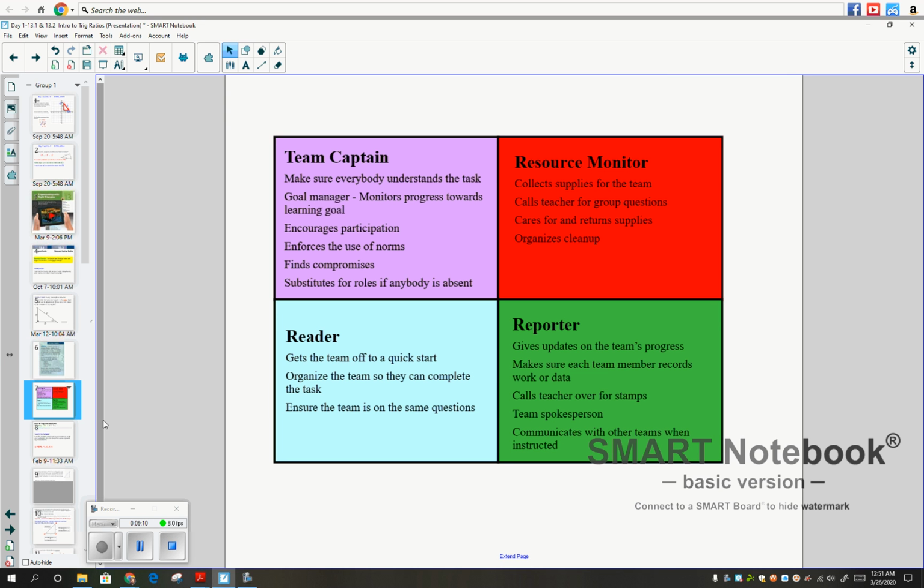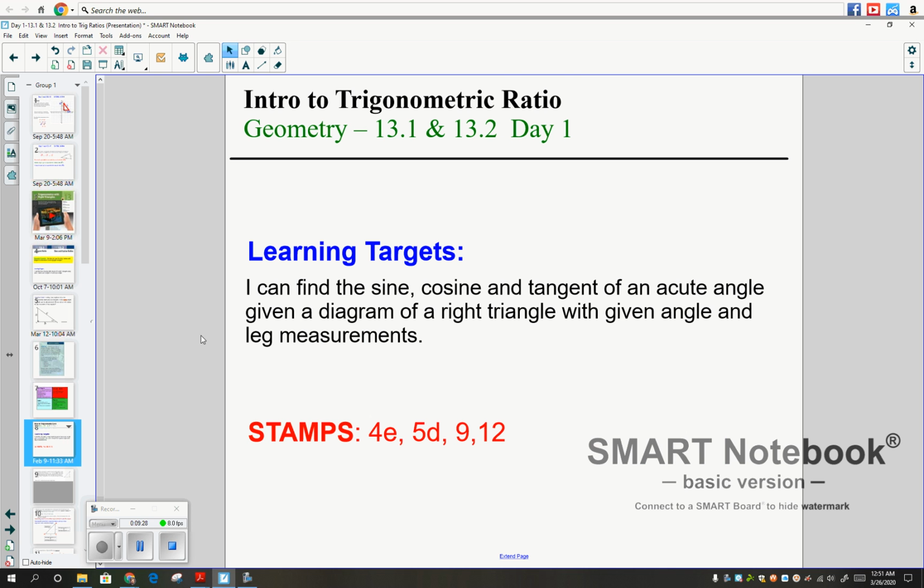Now, what we're going to do today was designed to be an activity. Here's our roles. If you want to go through it on your own, you can go ahead and go through it on your own. You don't have to watch the entire video, but I am going to go through everything for you together. So we've got our stamps, which obviously if you were in the classroom, we'd be doing stamps for this, but we're not, so we won't.